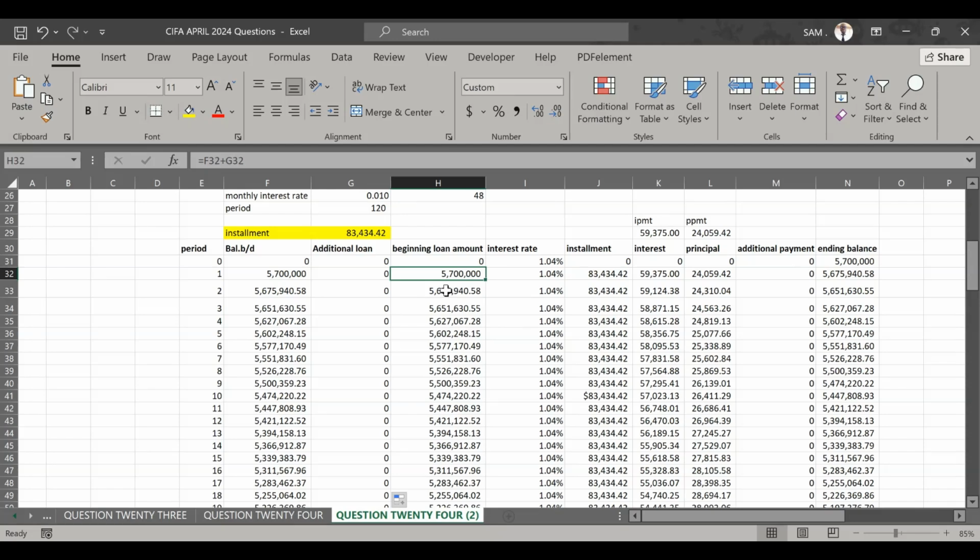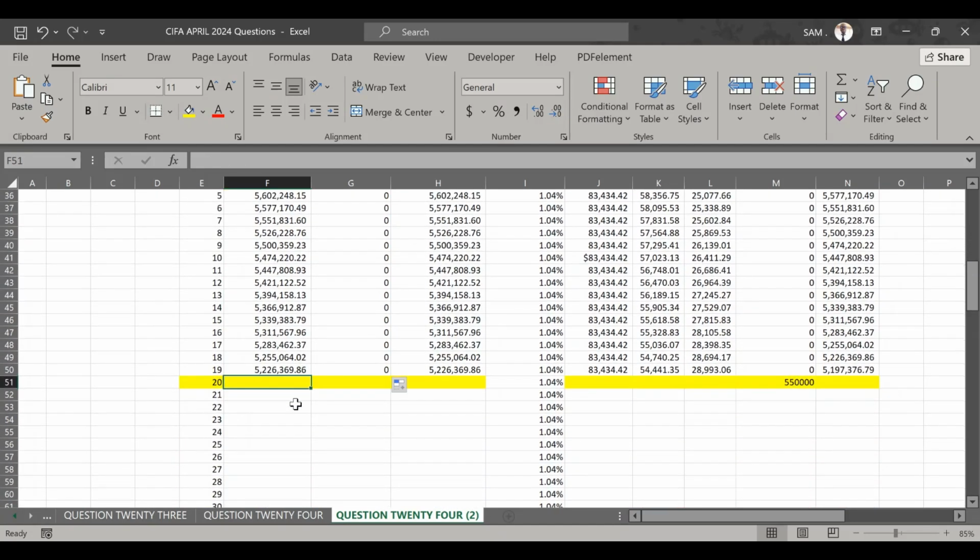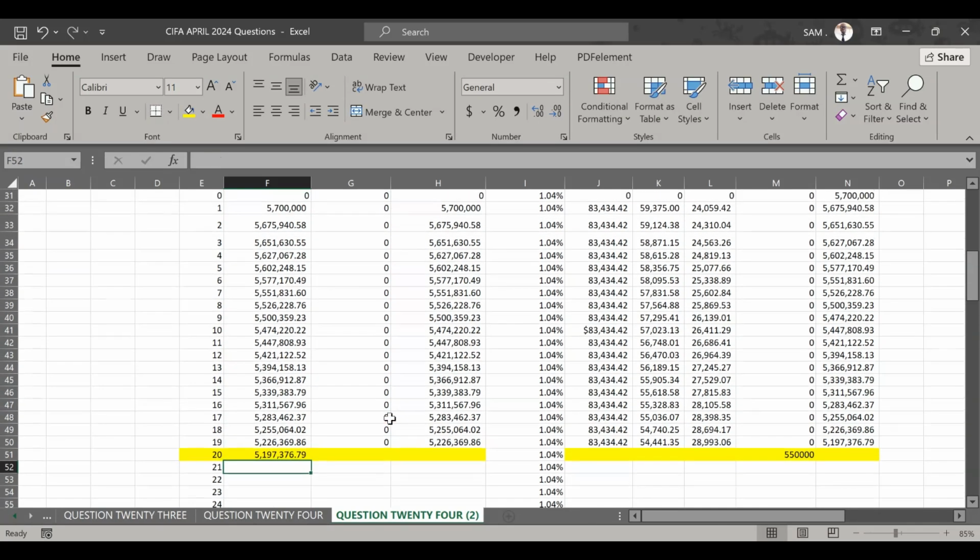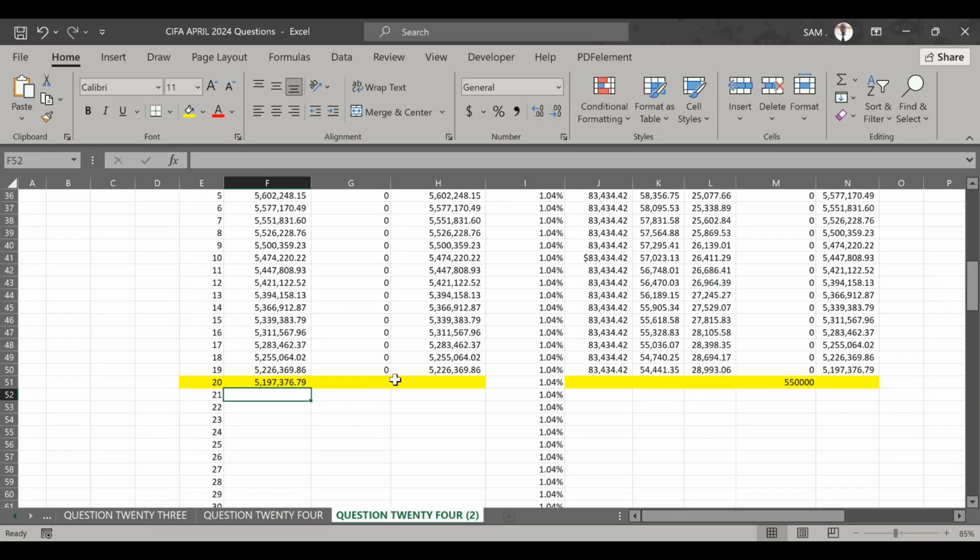Now, very fast, let's come here and see what is the balance brought down of the loan in month 20. It will be the carried down or the closing balance in month 19 or period 19, right? So I will put an equal sign, refer to the closing balance in period 19 and bring it as opening balance in period 20, like that. Then, do we have any additional loan in month 20? The answer is no.